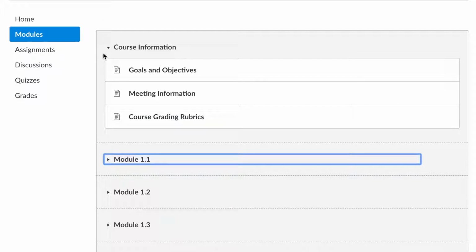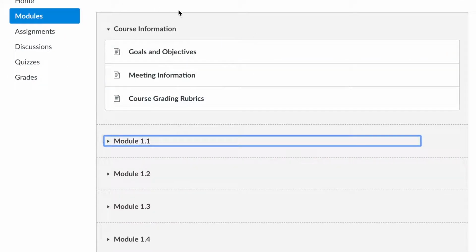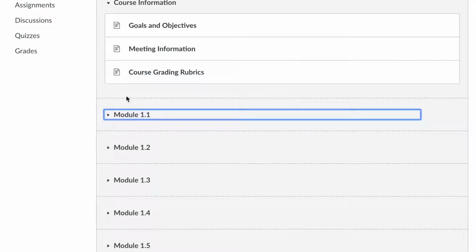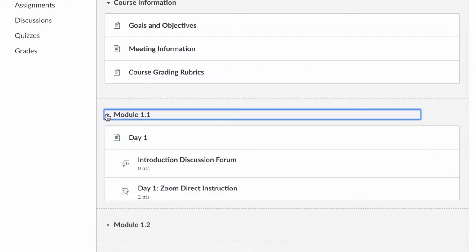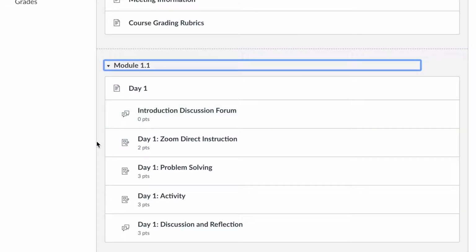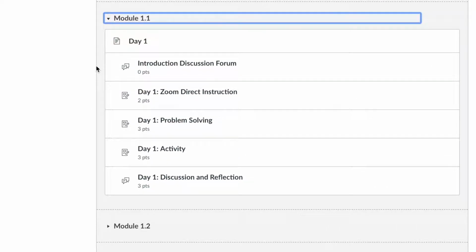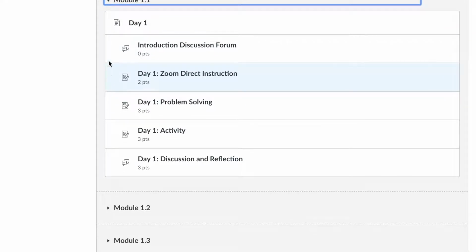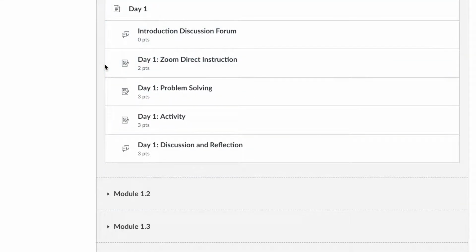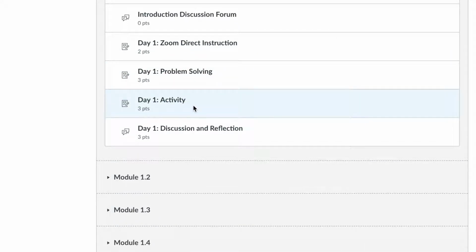The course information starts with the goals and objectives, meeting information, and the grading rubrics. And then a daily module looks like module 1.1, which is day 1, and you have the introduction, day 1 Zoom direct instruction, the problem-solving question of the day, the daily activity, and then finally the discussion and reflection question.